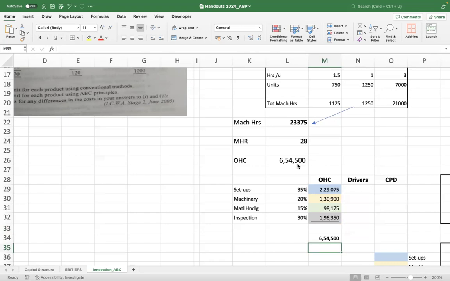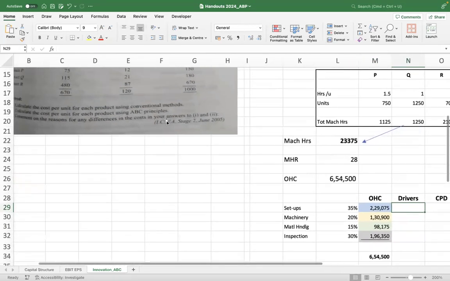अभी हमने क्या किया? हमारे प्रोसेस को हमने एक्टिविटीज में बांट दिया. Now what is the next step? Link your activity with the drivers, cost drivers. ये हमारे cost drivers हैं. So the first step we will do is find out the cost per driver.